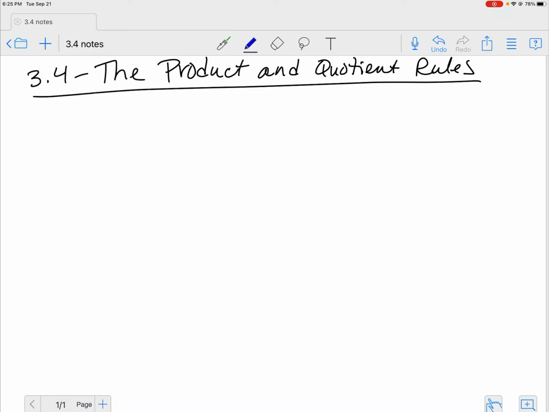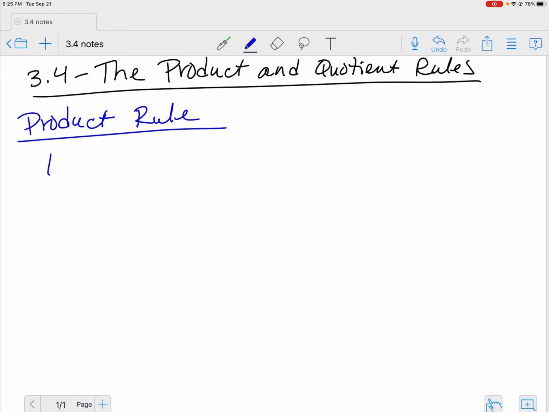Okay, let's keep working with some derivatives here. Now we're moving on to the product and the quotient rules. So we have two different rules that we're working with today. Up to this point, we haven't learned how to take a derivative when things are multiplied or divided. But guess what? Today is the day. So we have the product rule.